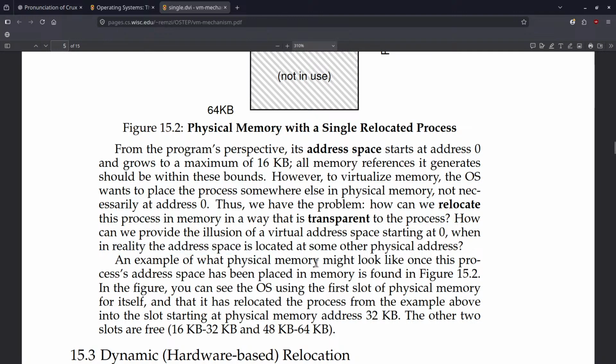An example of what physical memory might look like once this process.